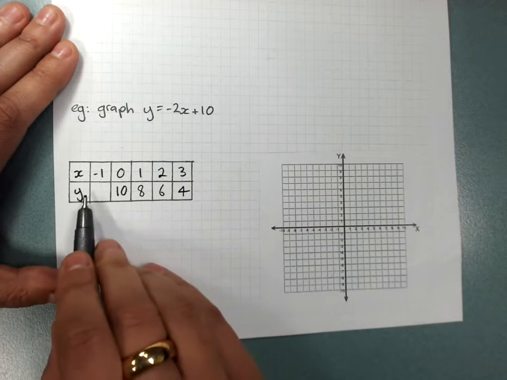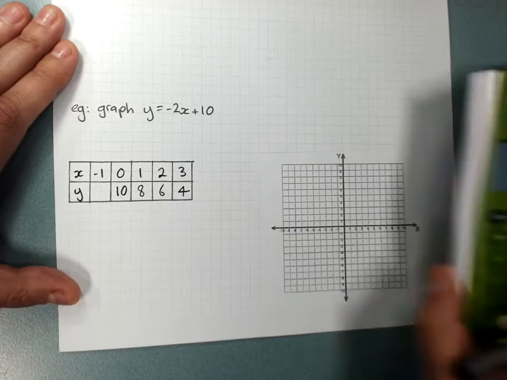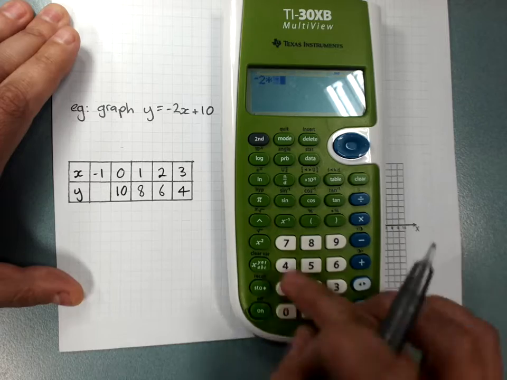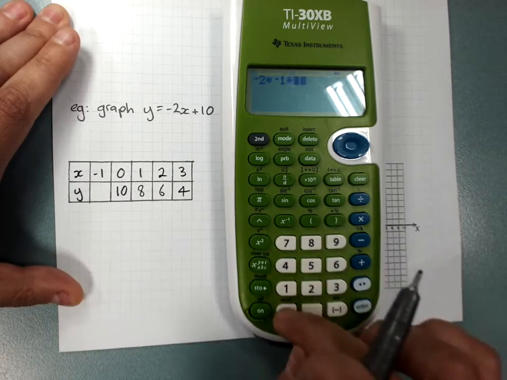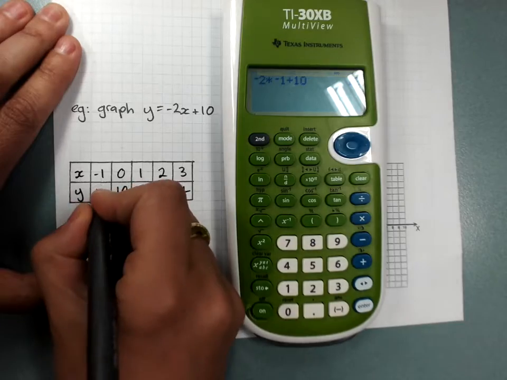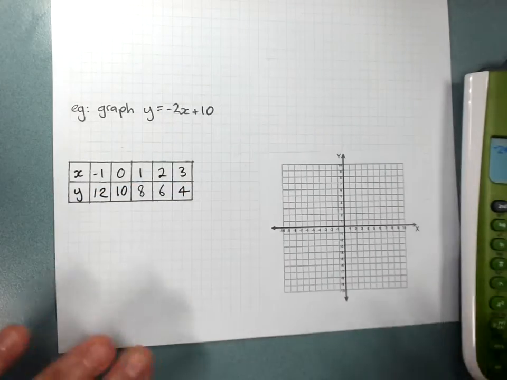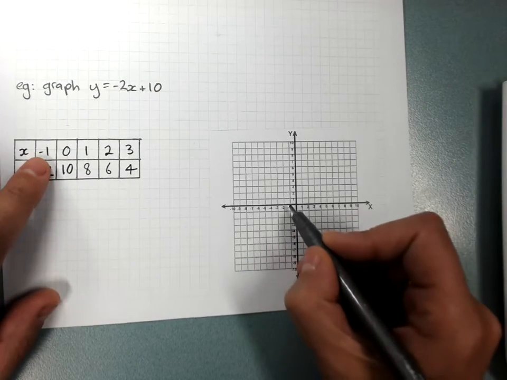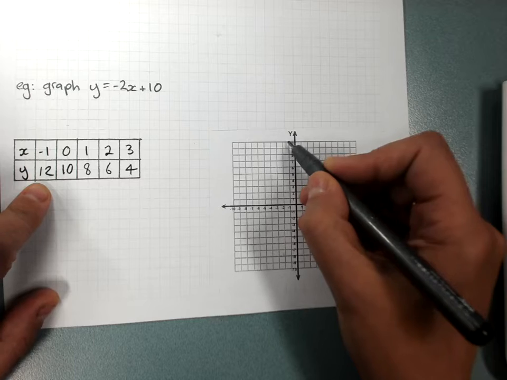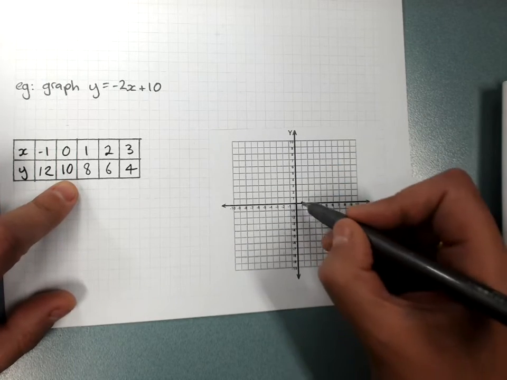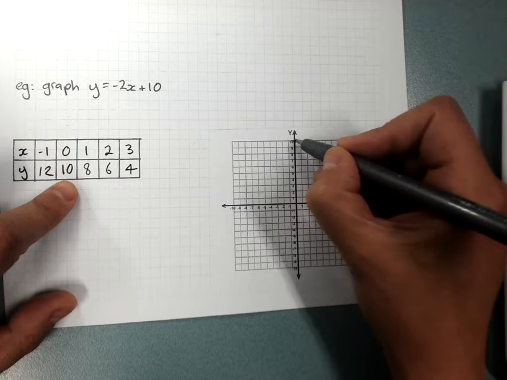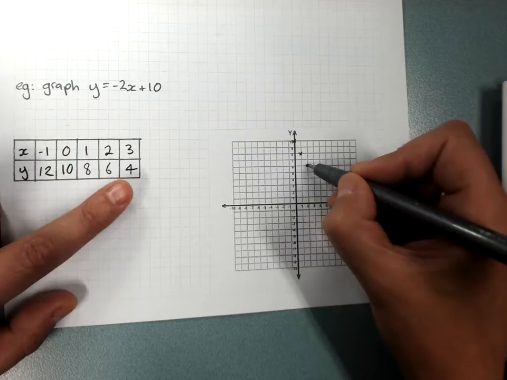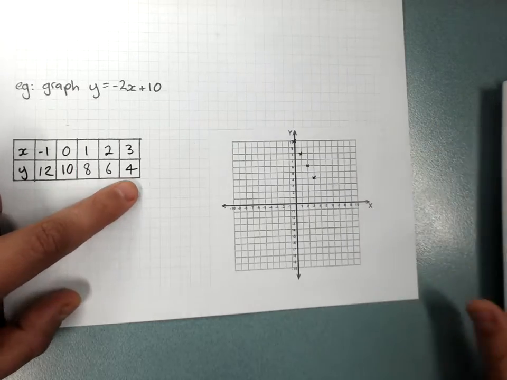And you can follow the pattern back. Or you can substitute in. You can always use your calculator if you want. -2 times -1 plus 10, 12. Of course we can see our pattern. Then we plot the points. -1, 12. It's not on the graph. It doesn't matter as long as we get 2 or 3 points that are on the graph. 0, 10, 1, 8, 2, 6, 3, 4.